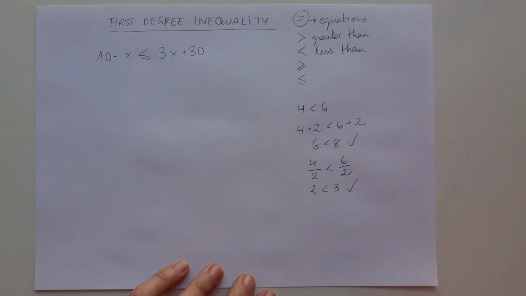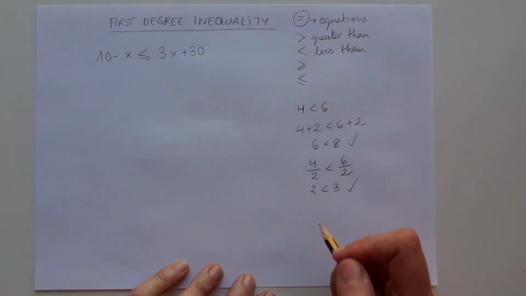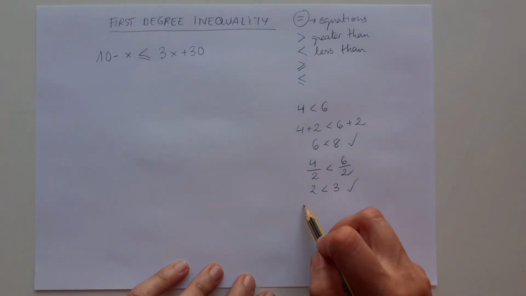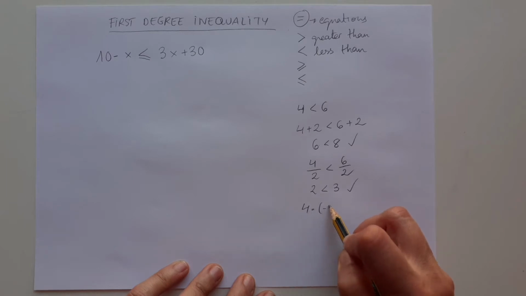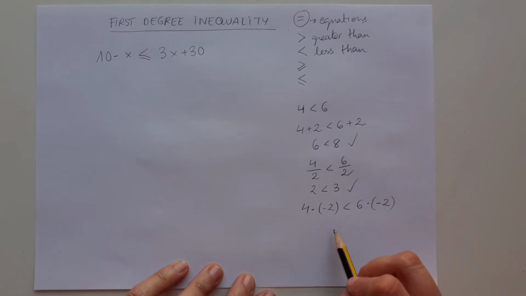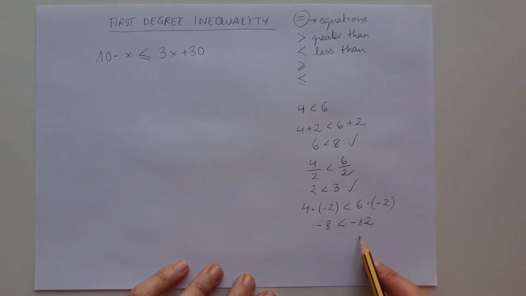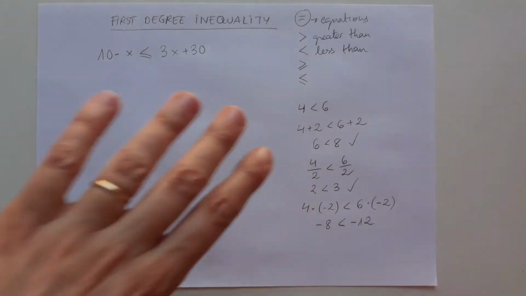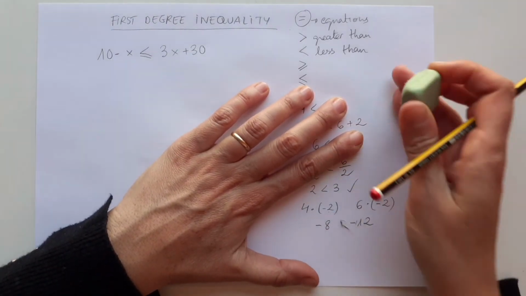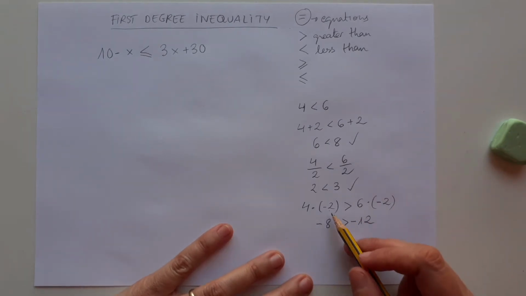Correct and correct. But when we multiply or divide by a negative number, we have to change the direction. Look, let's try. Let's say we multiply by negative 2. We would obtain 4 times negative 2 is less than 6 times negative 2. This is negative 8 is less than negative 12. This is not correct, right? So when we multiply by a negative number, the only thing we have to do is change the direction.